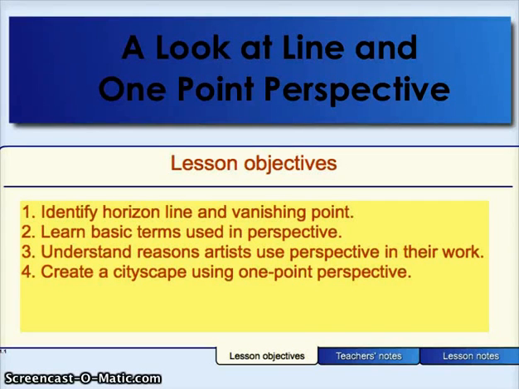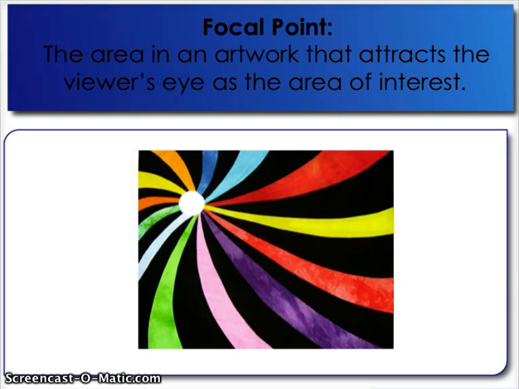Today we are going to be looking at line and one-point perspective. The objective of today's lesson is to be able to identify a horizon line and vanishing point, learn basic terms used in perspective, understand reasons artists use perspective in their work, as well as to begin to create a cityscape using one-point perspective.